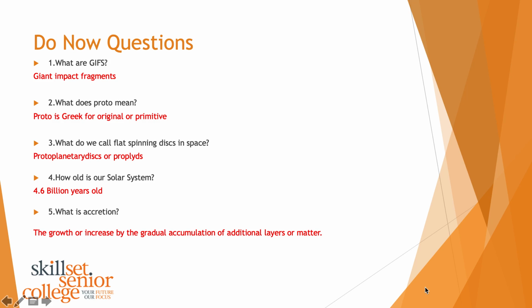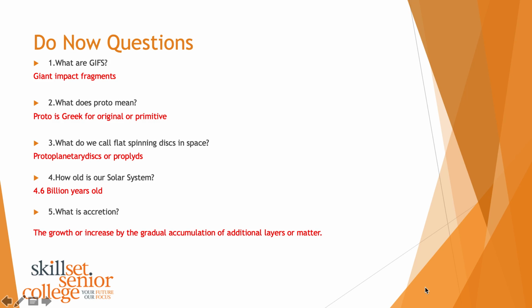How old is our solar system? Our solar system is believed to be 4.6 billion years old. So just over 4.5 billion years old. It's fairly young when you consider the whole age of the universe is 13.8 billion years. So it's not been around forever. It's not been around since the start of the Big Bang. So it's 4.6 billion years old.